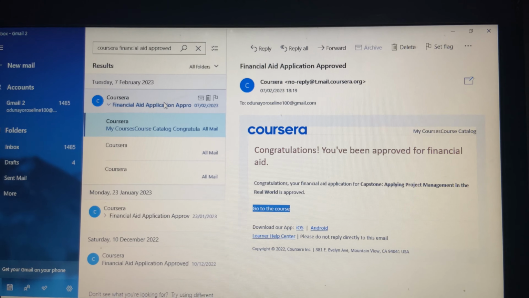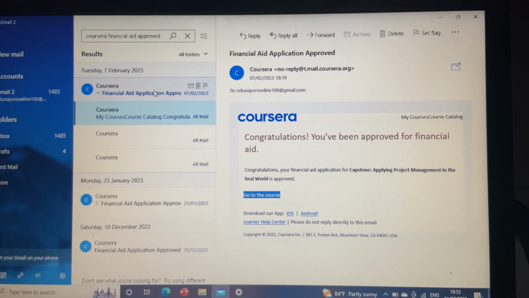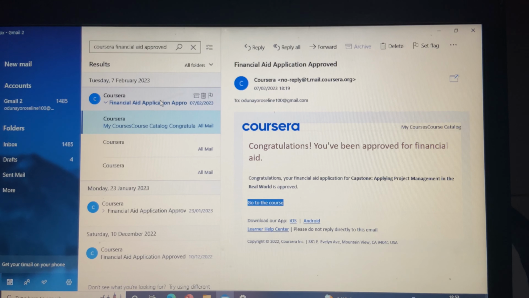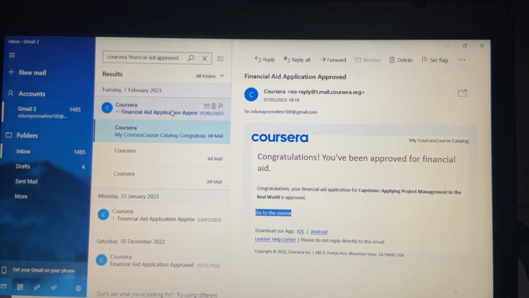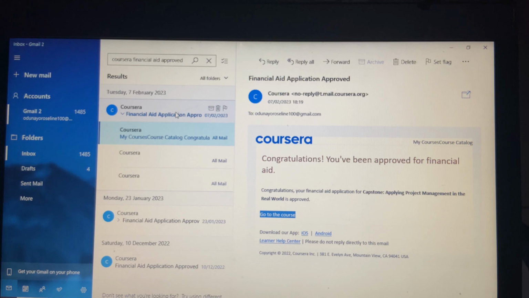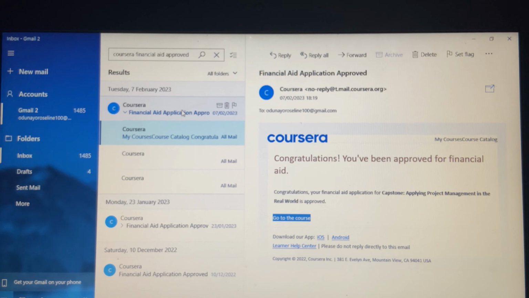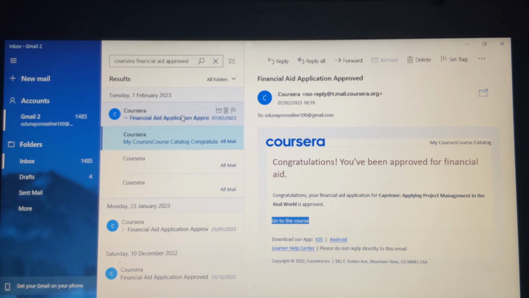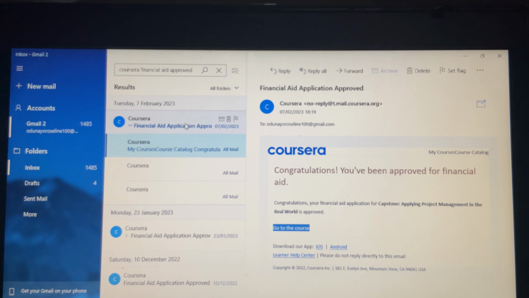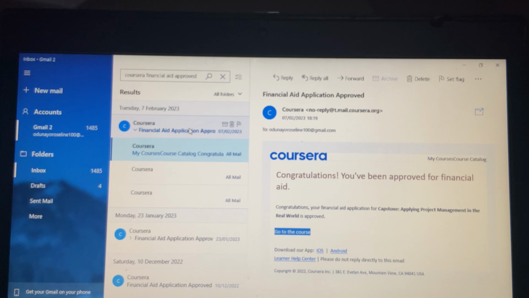After reviewing your application, if it is approved, this is the format or type of email they will send to you, saying that your application has been approved. You can now start the course. And if they reject your application, the reason why will be written in the mail they send to you, and you should make sure you correct that.